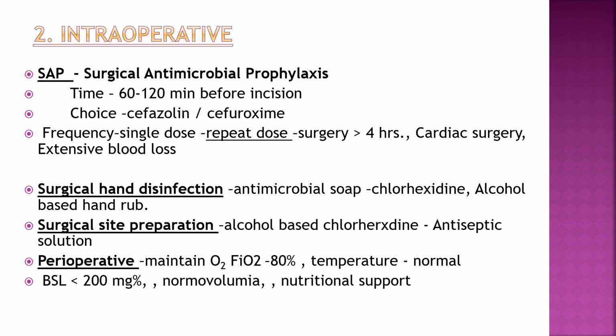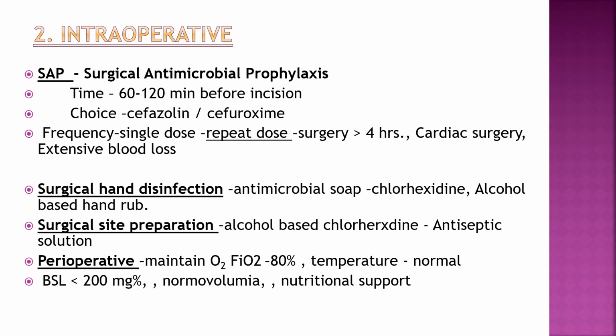Intraoperative, there is SAP, that is surgical antimicrobial prophylaxis. It should be given 60 to 120 minutes before incision, and antibiotics used can be cefazolin or cefuroxime. Then a single dose should be there, or if surgery is more than 4 hours or surgeries like cardiac surgery or where extensive blood loss is there, the dose can be repeated. Then surgical hand disinfection with antimicrobial soap or chlorhexidine or alcohol based hand rub should be there. Then surgical site preparation should be by alcohol based chlorhexidine or antiseptic solution.